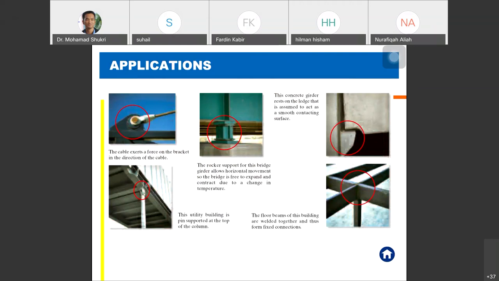So for rigid body, you need to study what we call a support, because for example, you have a cable here, they have some support. The cable exerts a force on the bracket, like this one. And then you also have a fixed support, you have a roller support, you have pin support. So each support has some known or unknown forces that we can use to simplify our problem.